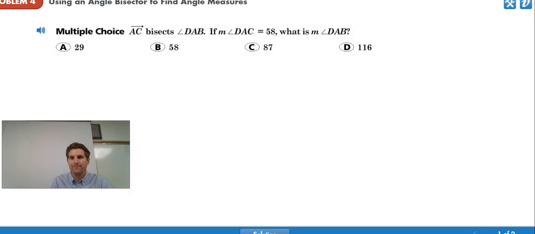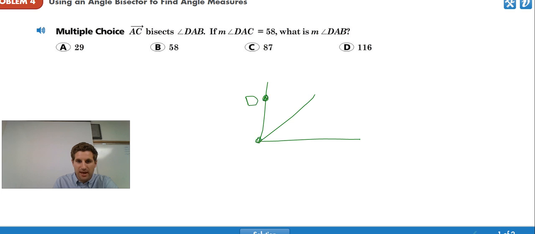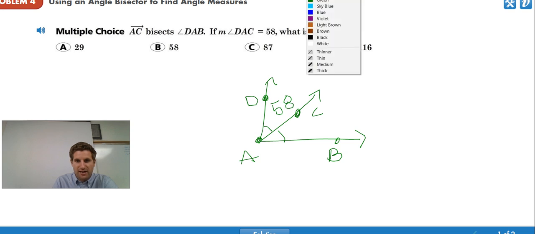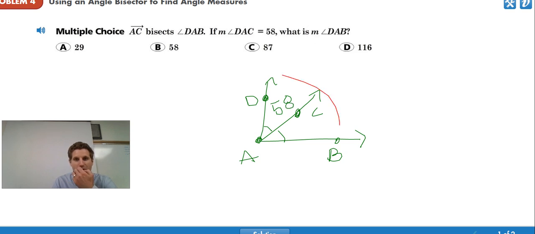Okay, here's our last one. AC bisects angle DAB. Let's draw a picture real quick. AC bisects it. The word bisect means it's going to cut it into 2 equal parts. DAC is 58. It's asking, what is the whole angle DAB? If this is 58, this is also going to be 58. So we add them together, we get 116.